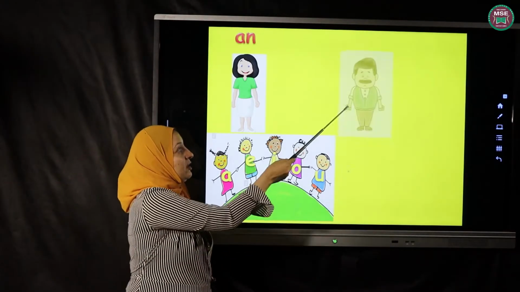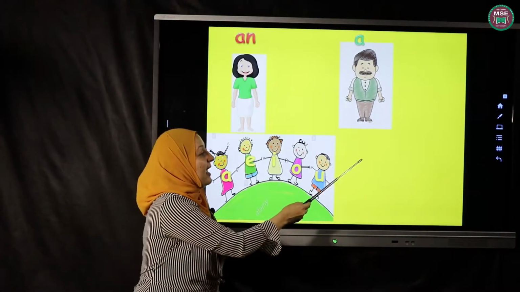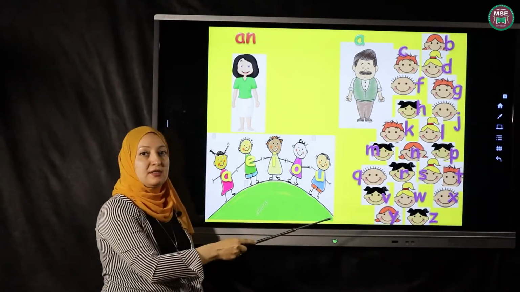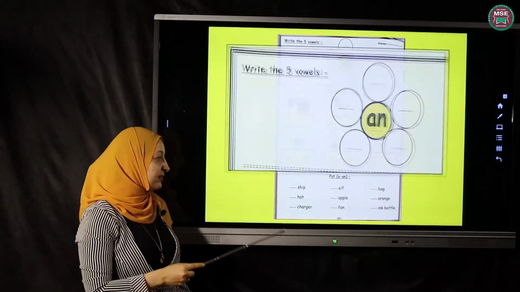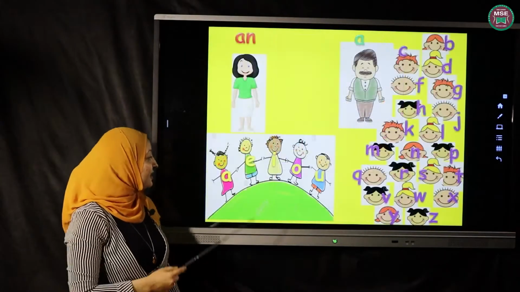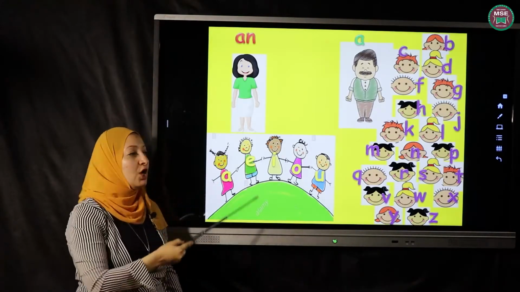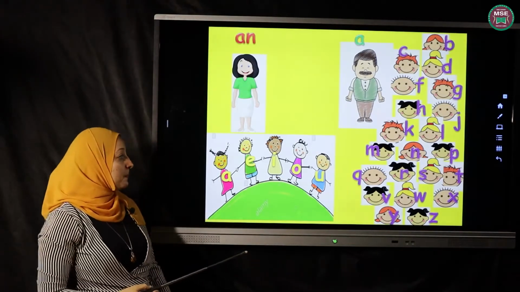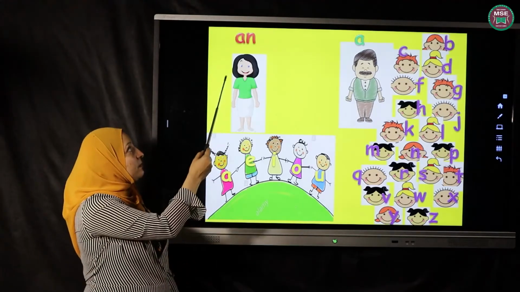And we have here Mr. A. Mr. A has 21 children. They are the rest of the letters. The 5 letters here, A, E, I, O, U, are the children of Mommy Ann, while all the other letters are the children of Mr. A. Okay, so whenever you see a word that has A, there should be Mommy Ann.